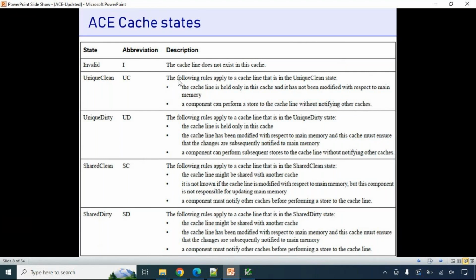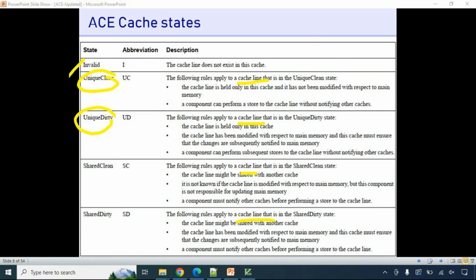Unique clean means what? The following rules apply to the cache line. Understand, everywhere it is to the cache line. It is not to the entire cache. It's not like the entire cache is unique clean, or the entire cache is unique dirty. A cache line is either invalid, meaning it doesn't exist in the local cache.